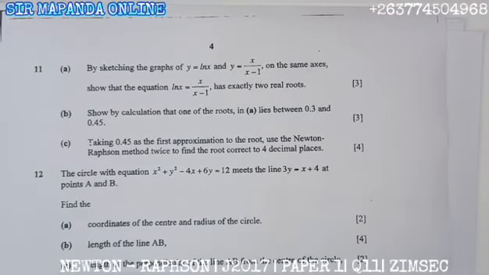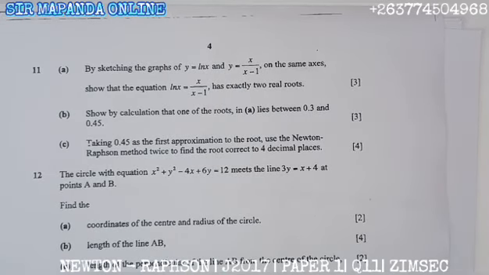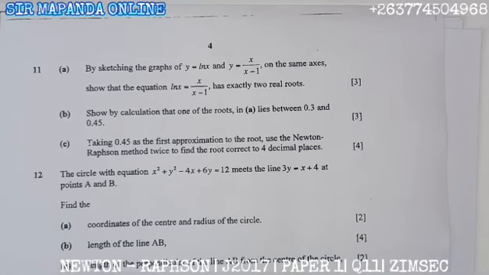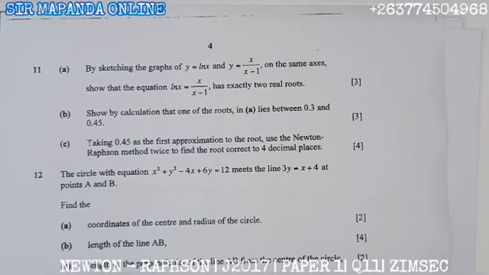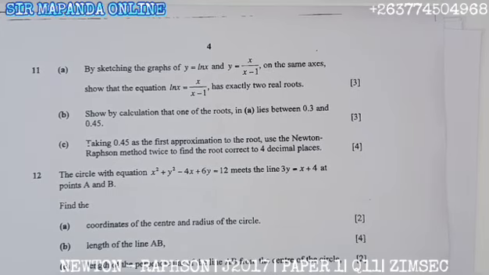Right, we are now moving on to question number 11. It reads, by sketching the graphs of y is equal to ln x and y is equal to x over x minus 1 on the same axis, show that the equation ln x is equal to x over x minus 1 has exactly 2 real roots. So you need to plot the two graphs on the same Cartesian plane, and the two graphs must intersect twice to prove that there are exactly 2 real roots.